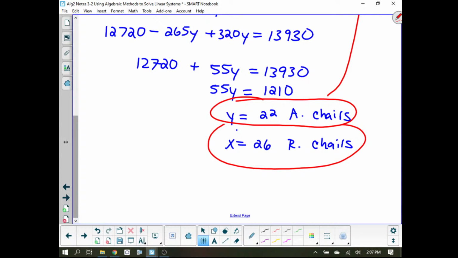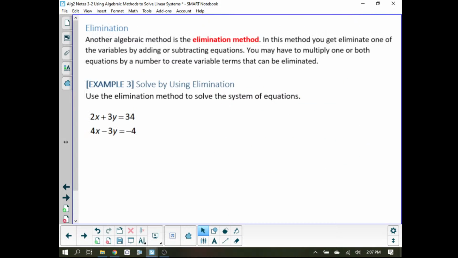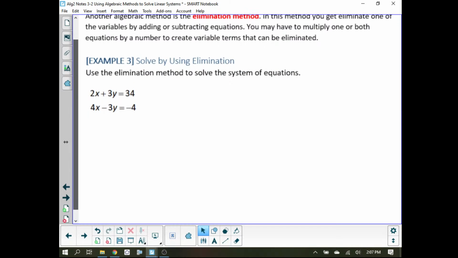All right, so that is the substitution method. Substitution method is great, but sometimes there's better methods. Sometimes you might have a problem that looks kind of like this. Is there any variable that's particularly nice to isolate in that system? No, you're going to get fractions either way. Whether you solve for x or you solve for y, you're going to get fractions in your equation. It can still be done. Substitution always works in a system. It just may not be the easiest way to do it.